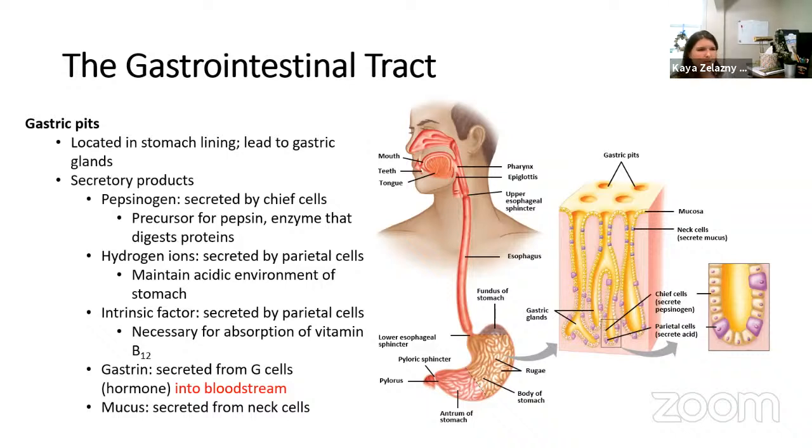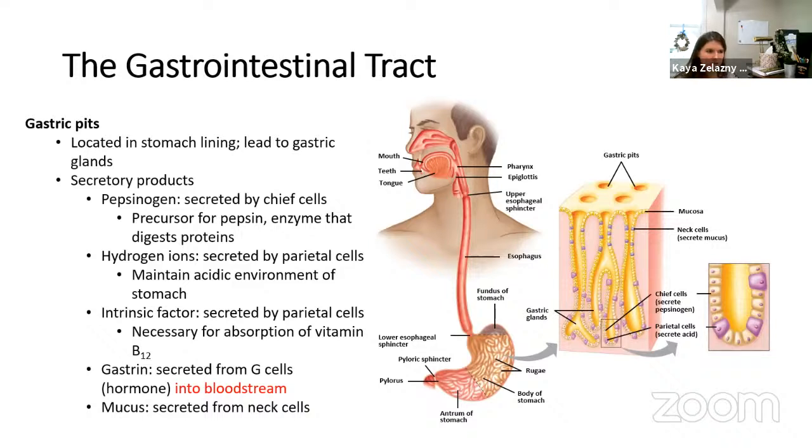And basically what they kind of are glands. So these glands are located kind of in the bottom of the gastric pits. So the gastric glands there at the bottom are going to be secreting different products that help us digest food.